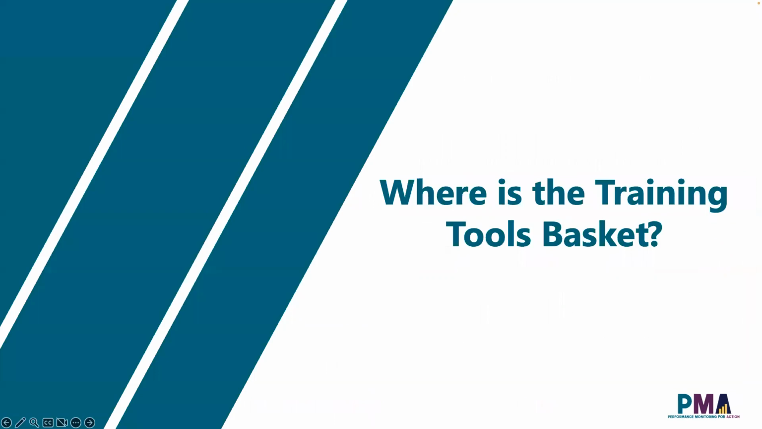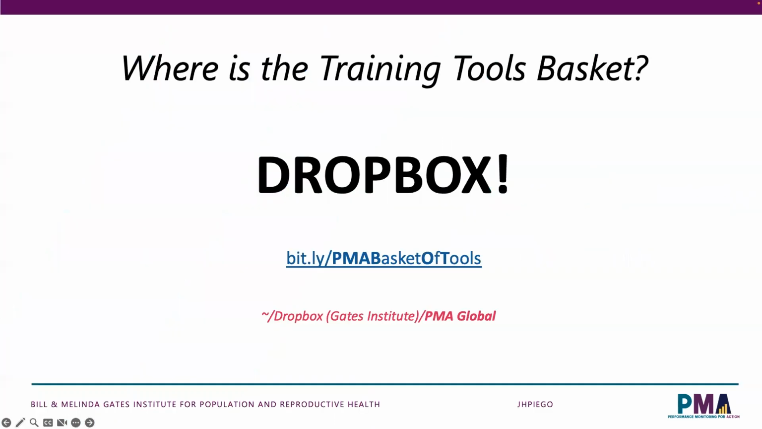So now that we've reviewed what the training tools basket is and the types of tools in it, let's discuss where the training tools basket is located. And you may know this already, but it is on Dropbox. It is found within the PMA global folder that all PMA staff are given access to. I've included here a shortened link and its path file to its location on Dropbox. You and all PMA staff should have access to this folder.